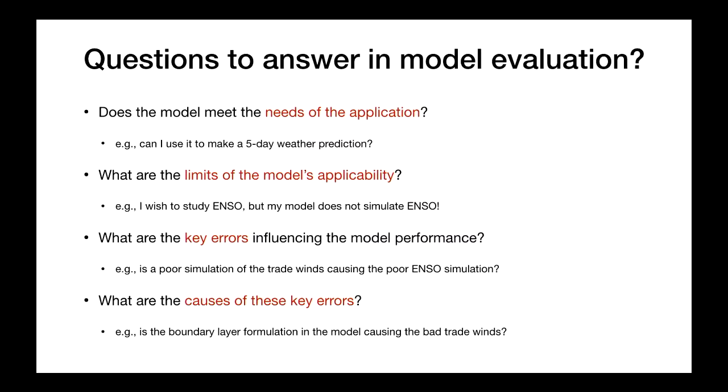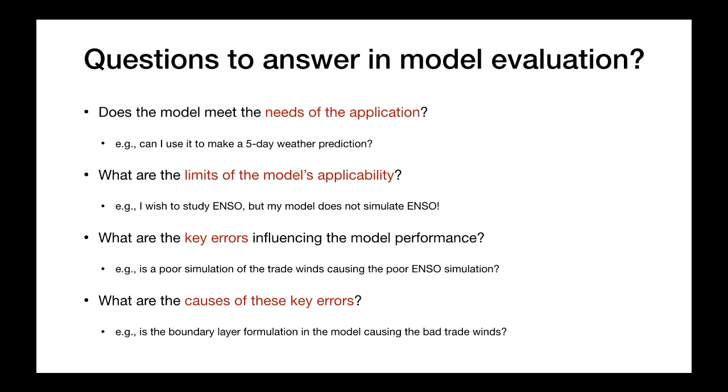So that's an example. What are the key errors that influence the model performance is the next question. For instance, staying with ENSO, is it a poor simulation of the trade winds that makes ENSO so bad in this particular model, if we have a model with a bad ENSO? And then really one of the key things model evaluation should help with and must help with is to try and identify the causes of these errors. And that's, as we will see, the hardest bit and the bit that people do the least when they do model evaluation. But it's one of the most important bits.